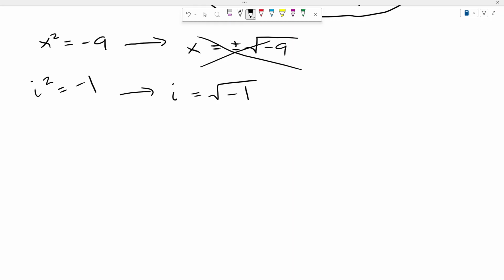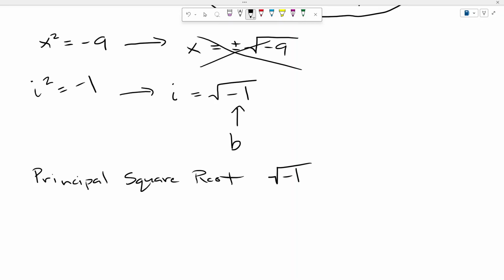So if we use the variable b for this, if b is negative, then the principal square root, so this is kind of our next rule that we're going over here, the principal square root of negative b is equal to i times the square root of positive b.